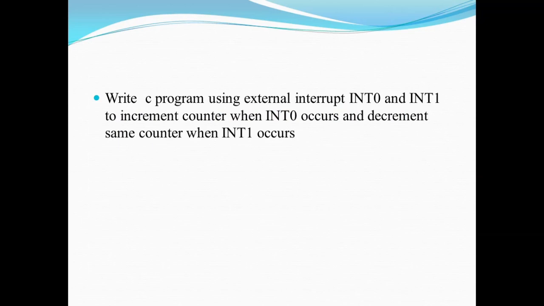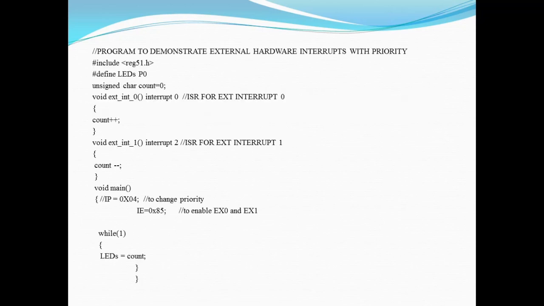Now we'll deal with one problem statement and we'll go for the program. Write a C program using the external interrupts INT 0 and INT 1 to increment the counter when INT 0 occurs, and decrement the same counter when INT 1 occurs. So here we are dealing with both external hardware interrupts. When INT 0 is activated, our counter should get incremented, and when INT 1 is activated, the same counter will get decremented by 1. Now let us understand how to write the program for the same and how to change the priority through the program. So this is the program for the same.